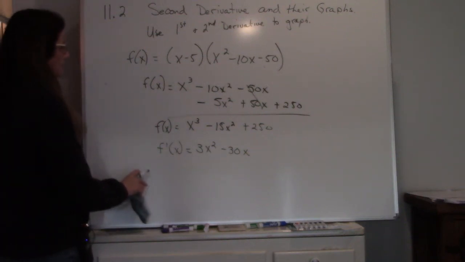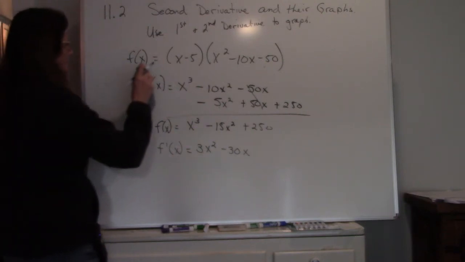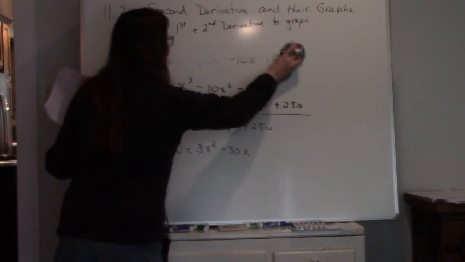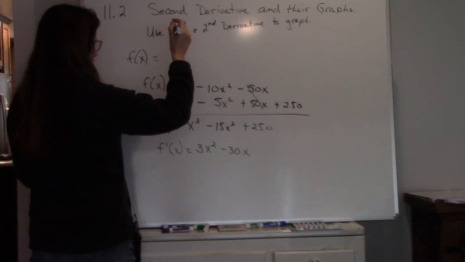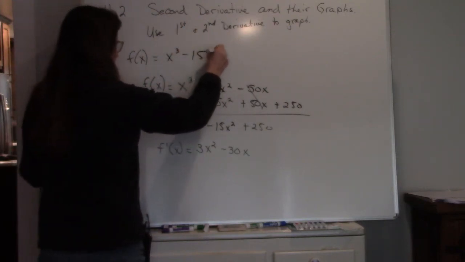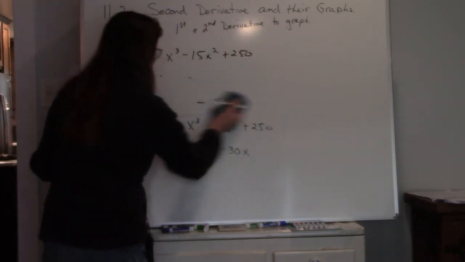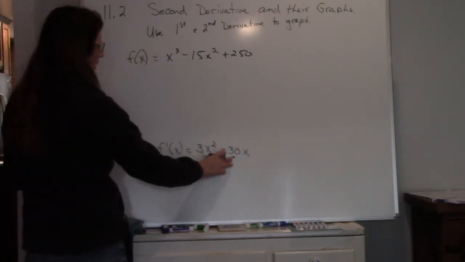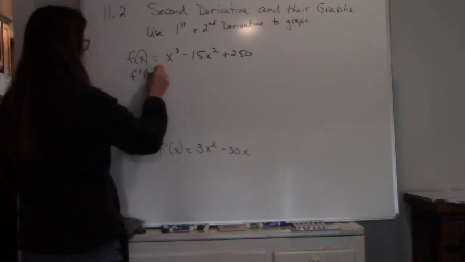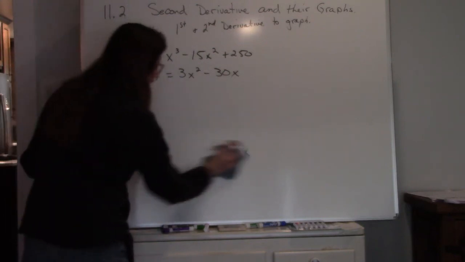So now we're going to walk through the process of the first derivative. Let me erase most of this. I'm going to rewrite the function up here: x cubed minus 15x squared plus 250. My first derivative, I worked through and got 3x squared minus 30x. So I'm going to write that here. Give myself some more room.